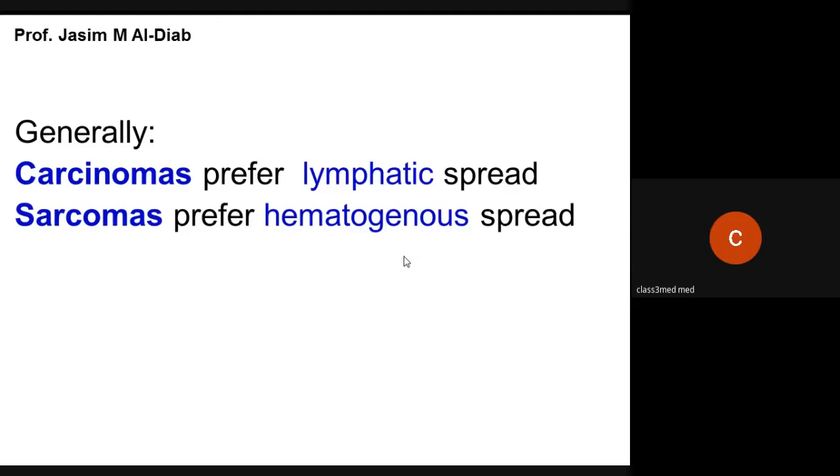Both of them are malignant tumors, but we use the term carcinoma for what? Can anyone listening online answer? What is carcinoma and what is sarcoma? Nobody?